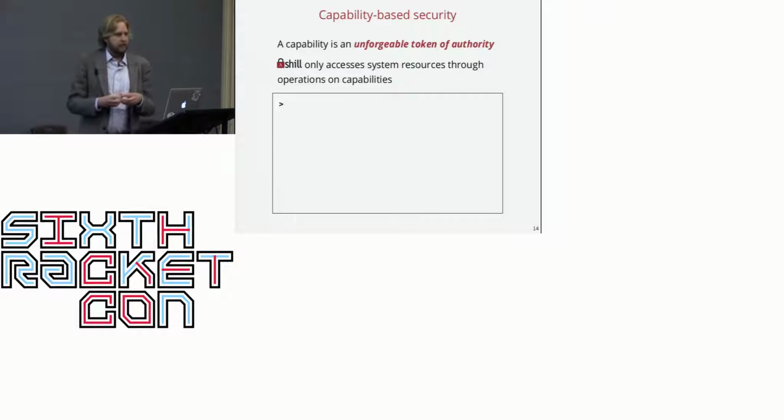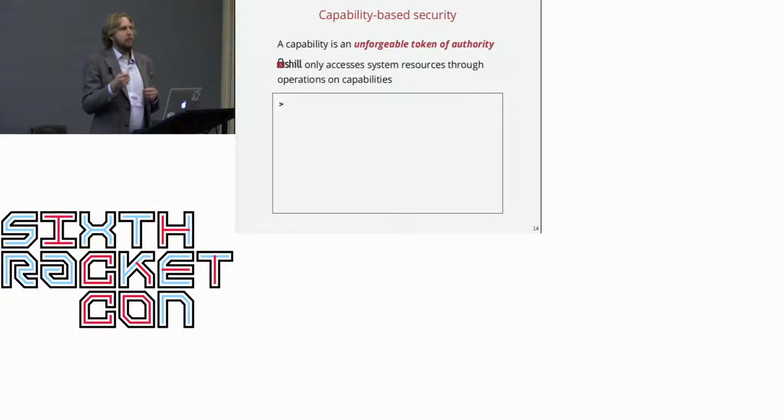At its core, the security idea behind Shill is something called capability-based security. The idea there is a capability, which is an unforgeable token of authority. The best metaphor I've ever heard of this is a car key. My car key you can think of as a token of authority. That means if I get in the car, I can drive away with it, because by having that physical object, I'm granted permissions to do something.